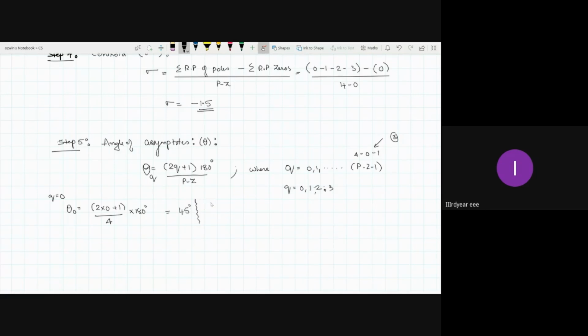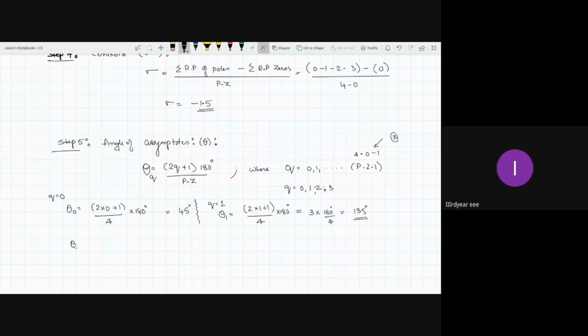Okay. And then for q equal to 1, let us find theta 1. So theta 1 is (2 into 1 plus 1) divided by 4, into 180. So this is basically 3 by 4, right? So 3 into 180 by 4. Okay, so 180 by 4 we have already found, right? 45 degrees. So how much will you get? 45 into 3, 135.